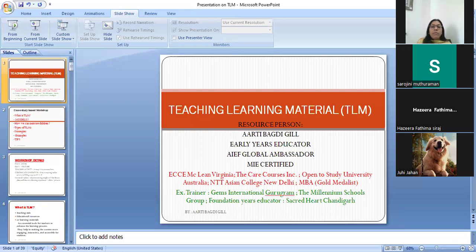Next is types of TLMs. Different types of TLMs are there. So I shall be discussing that as well. Few strategies also, a number of examples as well, and of course tips.